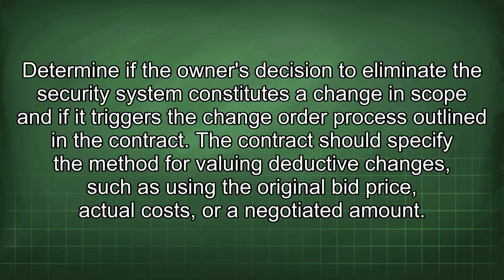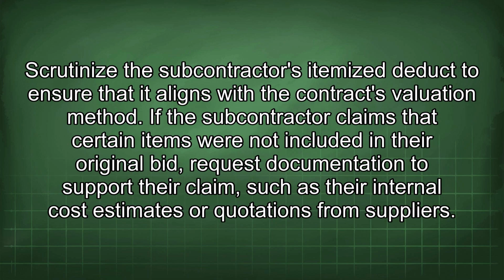The contract should specify the method for valuing deductive changes, such as using the original bid price, actual costs, or a negotiated amount. Scrutinize the subcontractor's itemized deduct to ensure that it aligns with the contract's valuation method. If the subcontractor claims that certain items were not included in their original bid, request documentation to support their claim, such as their internal cost estimates or quotations from suppliers.